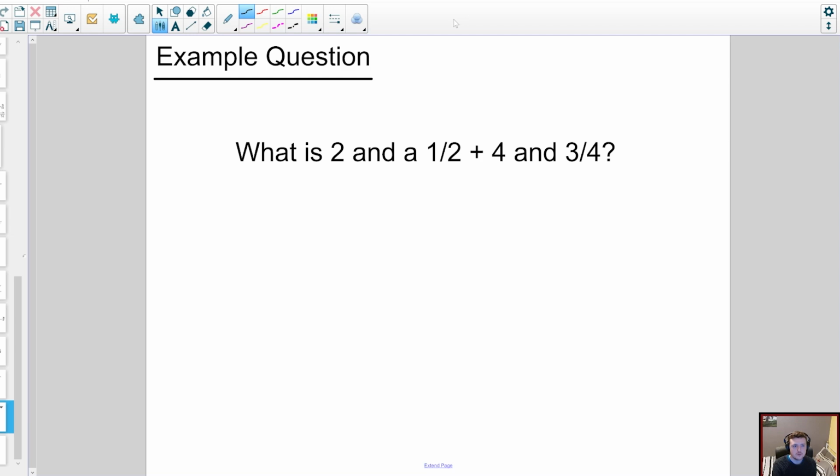First of all, what I'm going to do is deal with the whole number bits of the question. 2 and 4. It's an add, so 2 plus 4 is equal to 6. So I'm going to put that to one side now. And I'm going to deal with the fractions on their own. So what I've got is 1/2 add 3/4.